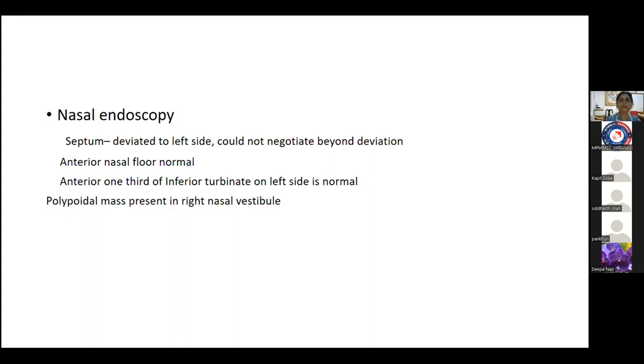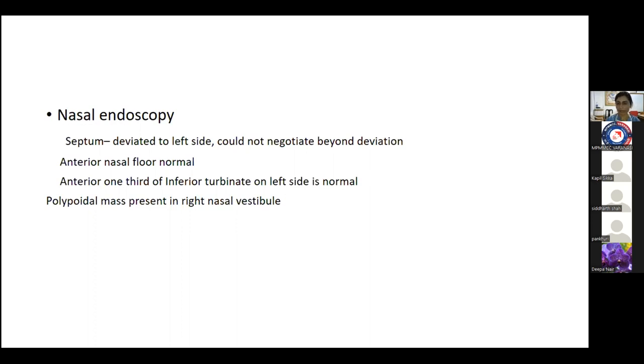Go ahead. How will you manage this case? First, I would like to do the imaging in terms of MRI nose and PNS with contrast enhancement with thin but high resolution CT PNS. By doing the imaging, I would be able to know the vascularity of the tumor for taking the biopsy on OPD basis or under GA. So after getting the imaging, I would like to proceed with the biopsy to know the mass.